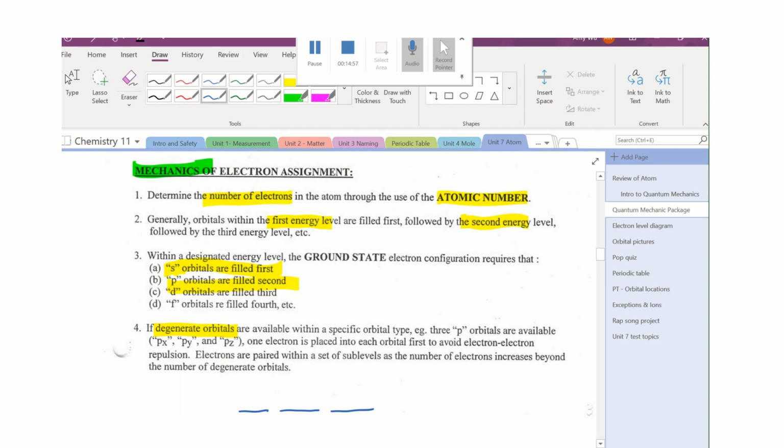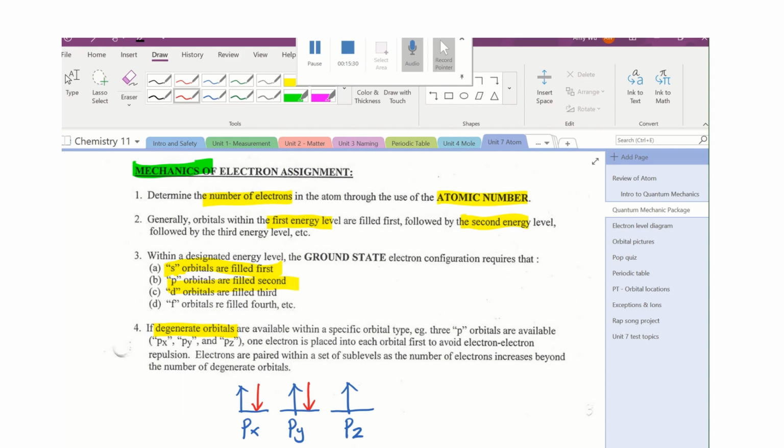Okay, so this is what I mean. For example, if this is px, py, and pz, to fill electrons into these orbitals, you have to fill in 1 on each one of the orbitals first, okay? And then it can be doubled up like this. And remember, one spin up, one spin down, so they have to be in opposite spin to avoid electron-electron repulsion, okay?